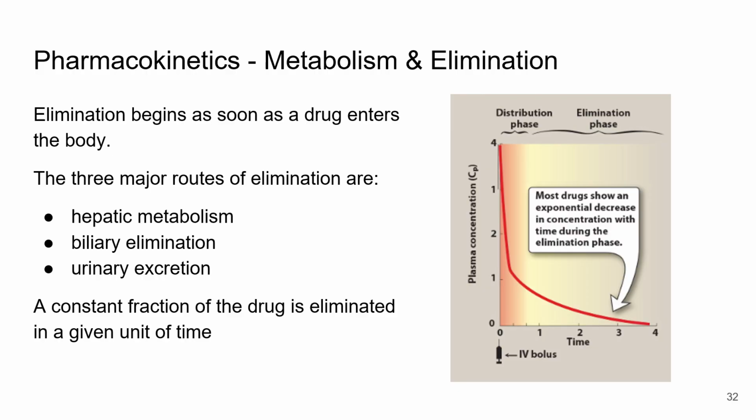So the next step in pharmacokinetics is the metabolism and elimination of a medication from the body. So elimination begins as soon as a drug enters the body. We have three major routes: hepatic metabolism, biliary elimination, and urinary excretion. And keep in mind that a constant fraction of drug is eliminated in a given unit of time. So if you're looking on the right and you see that elimination phase, most drugs show an exponential decrease in concentration with time, of course, because as time goes on, we have more opportunity to eliminate the drug.